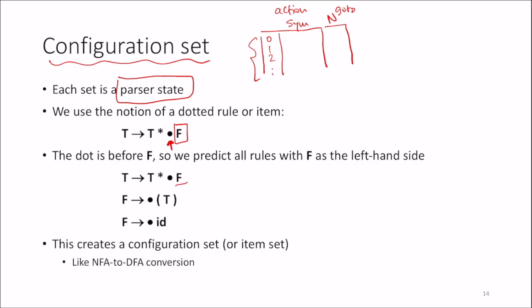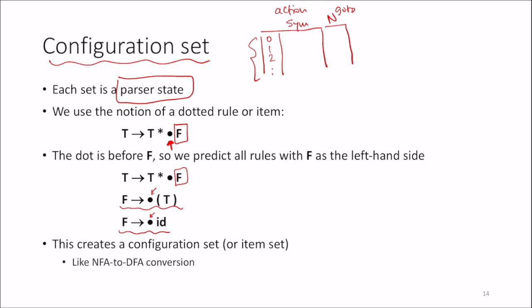So I can take all of the F rules. In this case, I have F goes to open parenthesis, T close parenthesis. And now I put a new dotted rule where the dot is on the extreme left of the right-hand side of that rule, right? So this creates a configuration set.